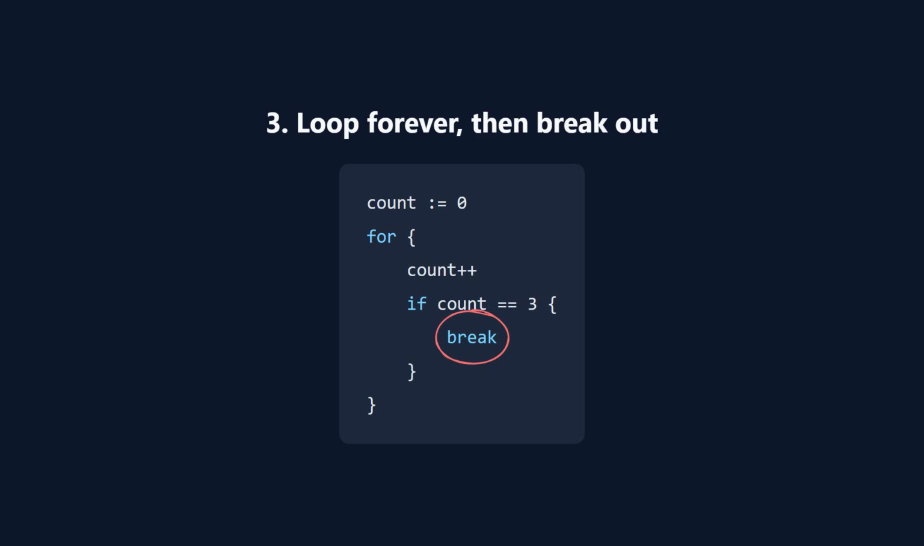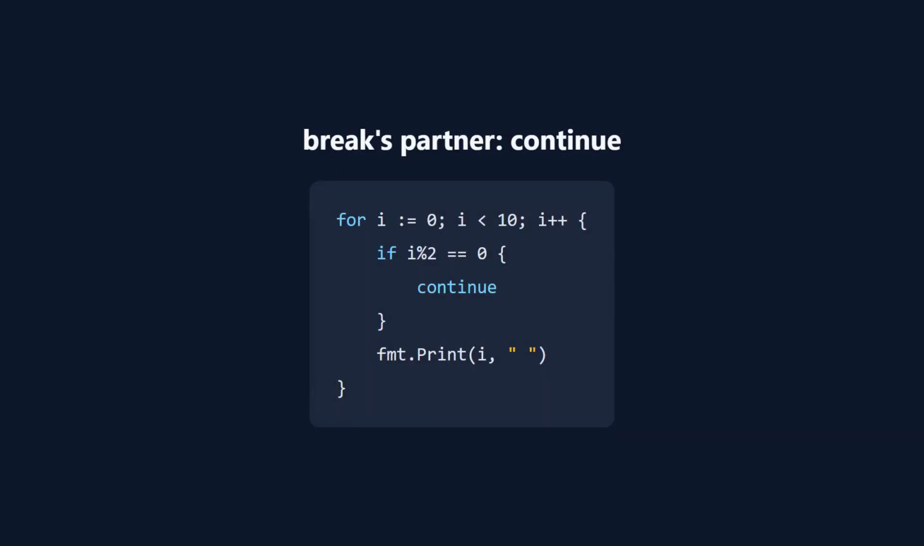So we count up, and the moment count hits 3 we break out, with count sitting at 3. Break also works in the other 3 shapes. It is not special to the infinite one, where break leaves the loop altogether. Continue skips the rest of this pass and jumps straight to the next one.